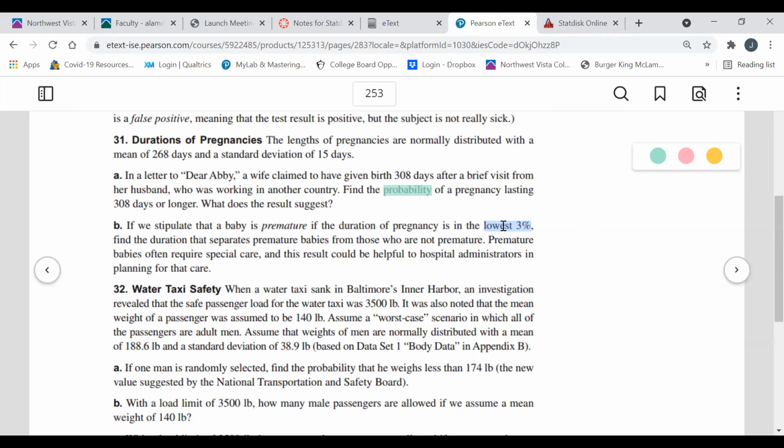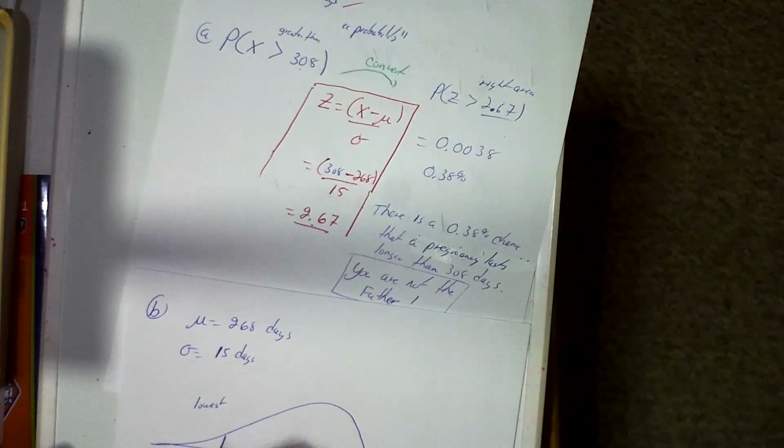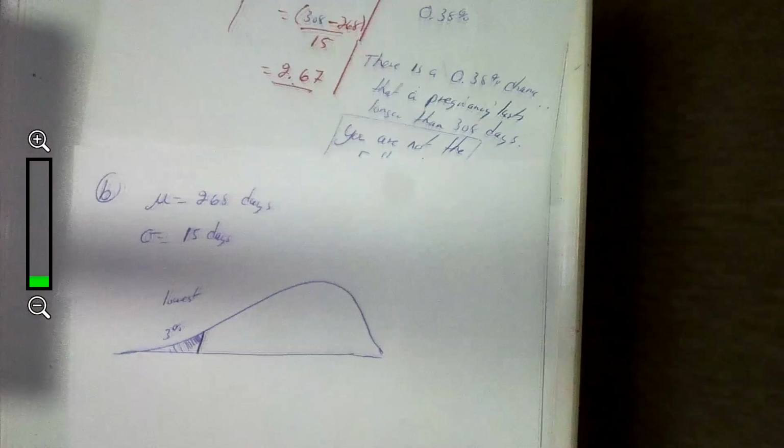And because they're giving you a percentage, I need to draw a picture. Now, where do you put the 3%? Well, it says it there. It says lowest. So you're going to graph the 3% on the far left end of the graph, because that's where the lowest goes. Over here is the lowest. So you're going to put your little line and label it 3%. There's your 3%.